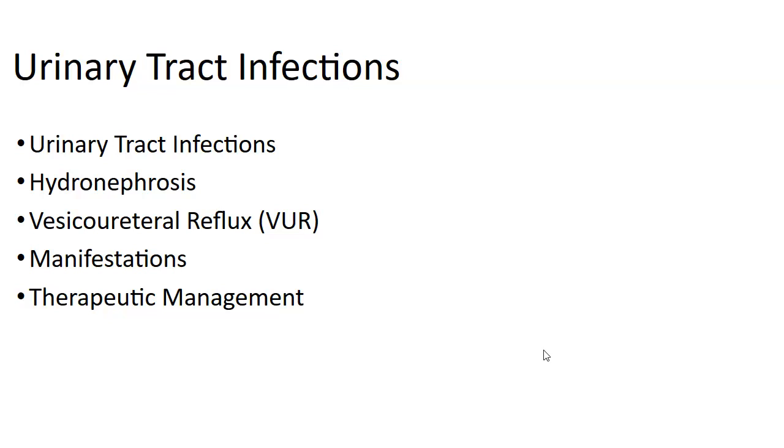Vesicoureteral reflux happens when urine flows backward through the ureter from the bladder up into the kidney. Normally, the urine flows only one way in the ureter. Urine flowing the wrong way makes it difficult for the kidney to empty properly and causes the kidney to swell.